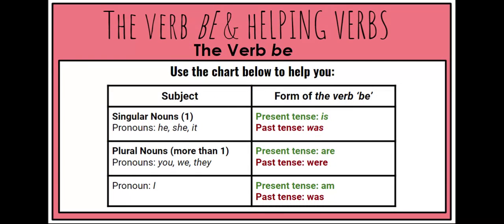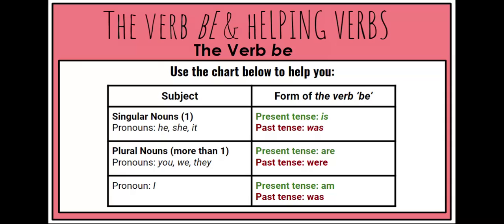For singular nouns, which is one, such as mom, we will say mom is happy for the present tense. For the past tense, we would say mom was happy. Those go together. So a singular noun can also be dad or cat, dog, just any kind of noun that is just one thing. Pencil, the pencil is broken. That would be a singular noun in which we would use is.